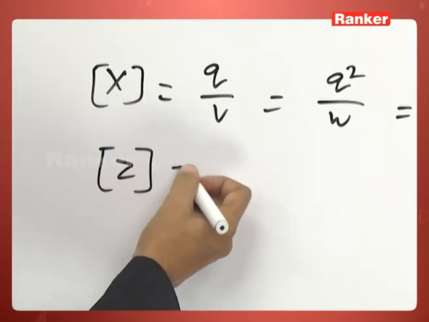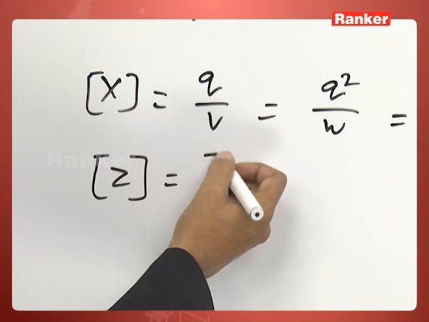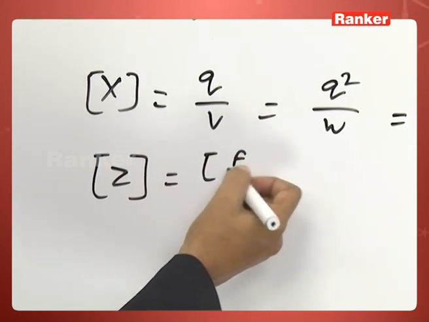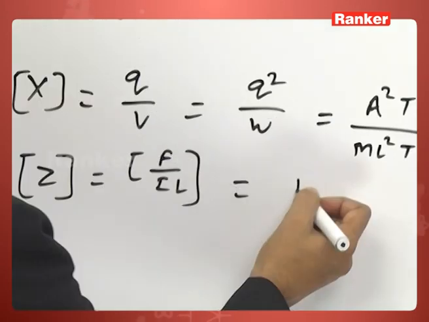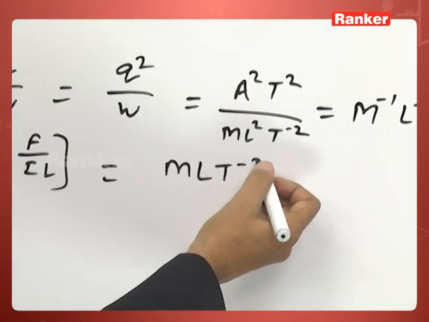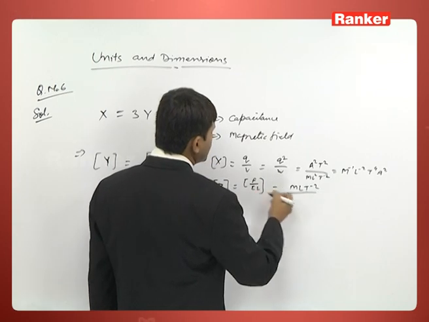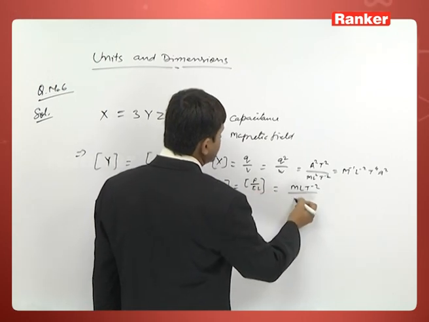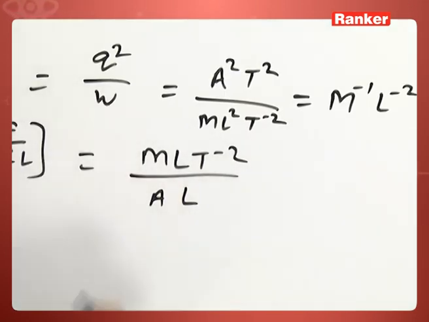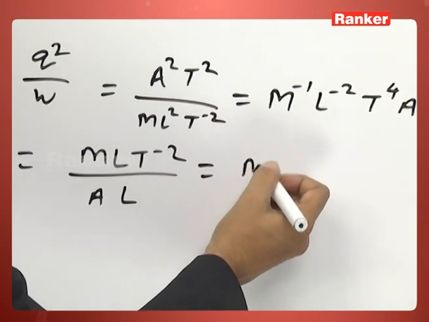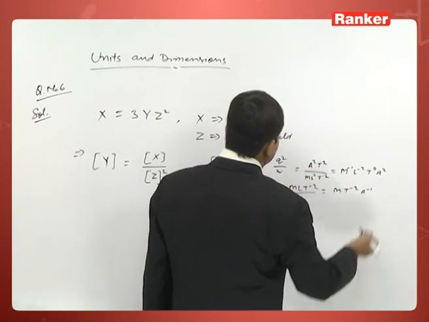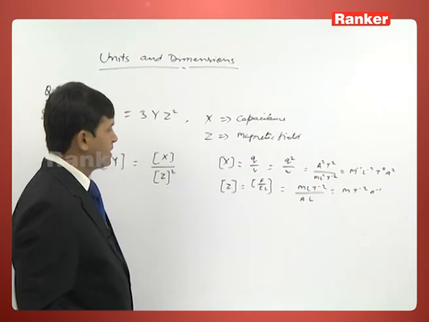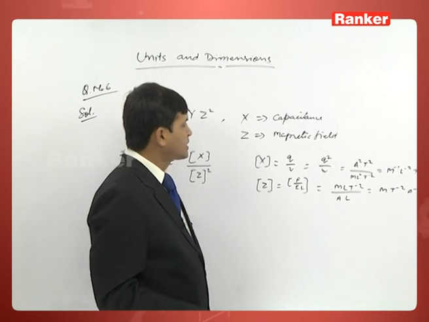While for the dimension of Z, Z is the magnetic field. For magnetic field, one relation is given: F by IL. The dimension of F is M L T minus 2, and the dimension of current I is A, and of L is L. So this becomes M T minus 2 A minus 1. This is the dimension of Z.